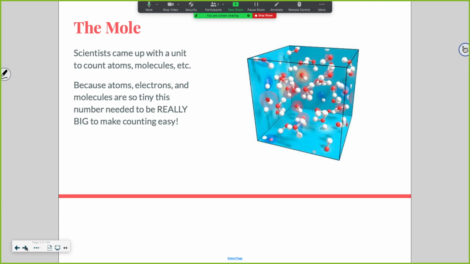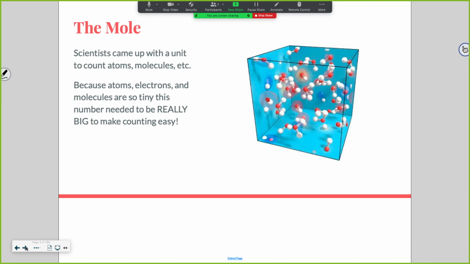The mole. Scientists came up with a unit to count atoms, molecules, etc. It is called the mole. Because atoms and electrons and all that are so tiny, can we actually count them? No. Even if I have a tiny little cup of water, can I see the molecules? No. Even in a drop of water, you have millions, billions, gazillions of molecules in that one little drop of water. So, in order to make that easy, in order to count it, we now have the mole.